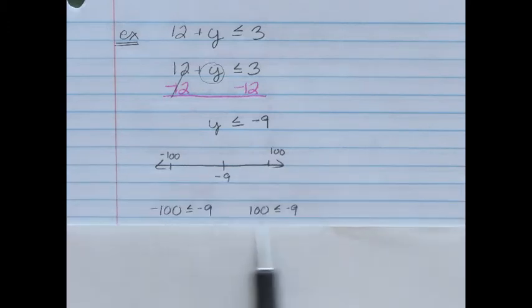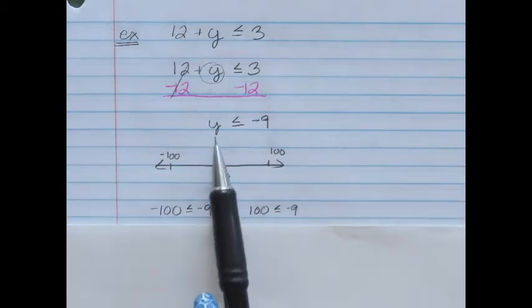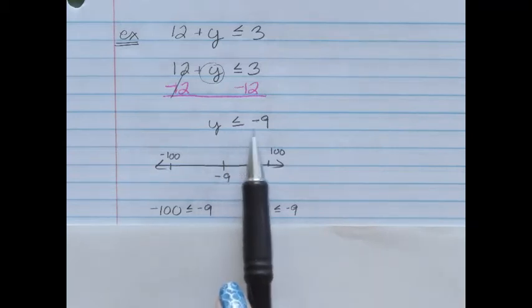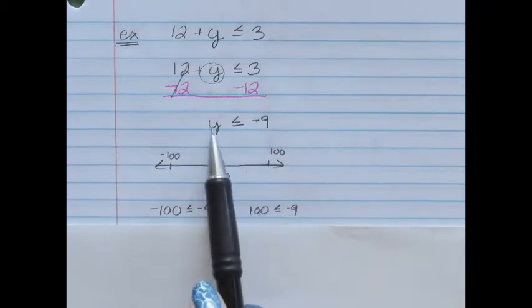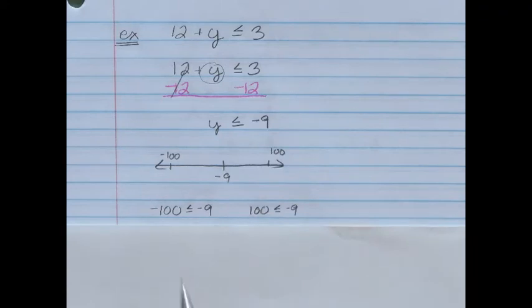And I'm going to graph it using my test points in for y. Negative 100 is less than or equal to negative 9. So here's my negative 9, that's all I need. And I just need to know which one's true, which one's false.